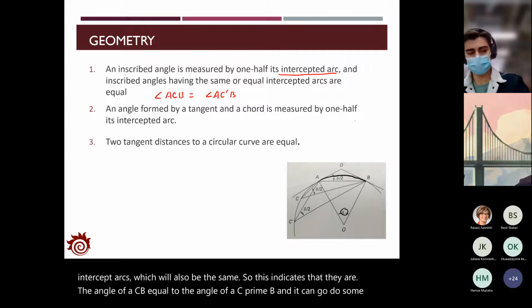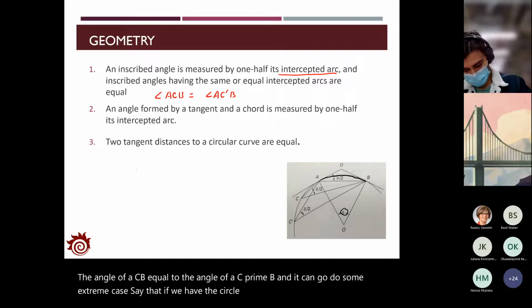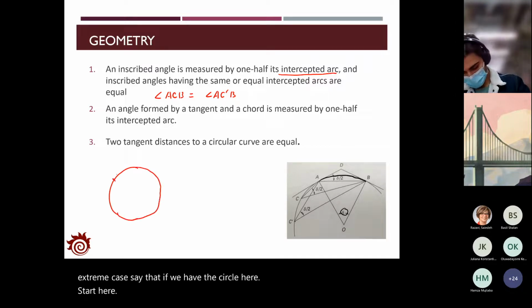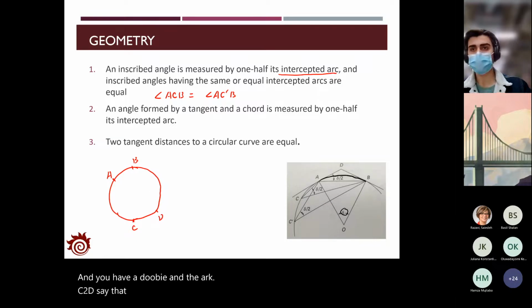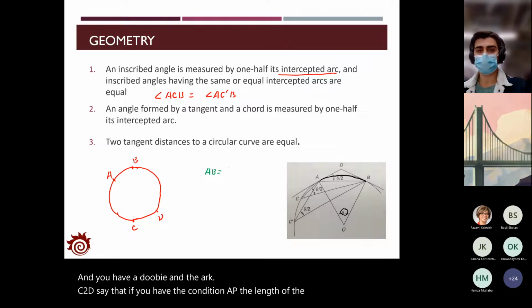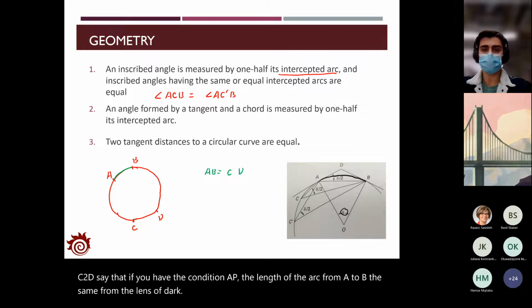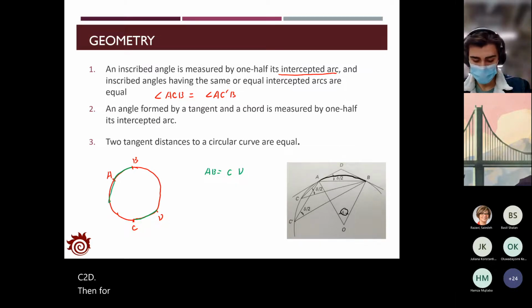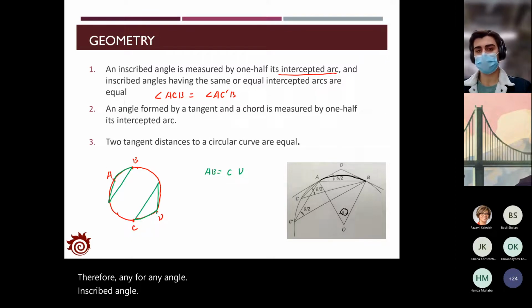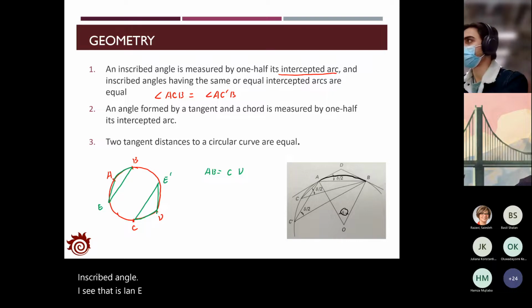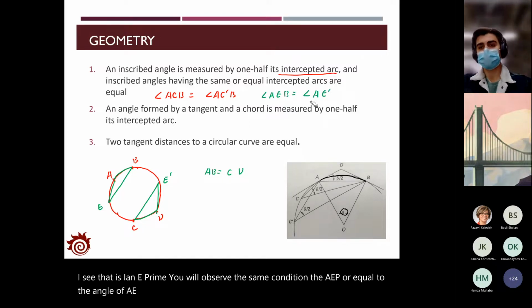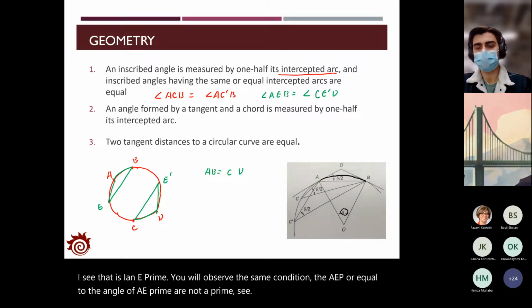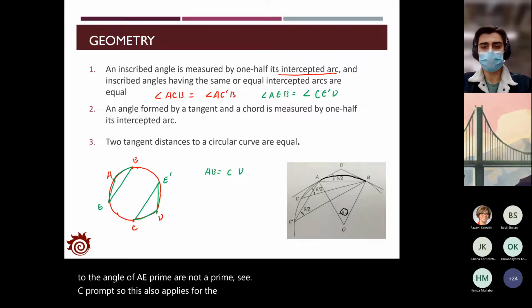It can go to some extreme case. Say we have a circle here, let's draw it here, and you have the arc A to B and the arc C to D. If the length of the arc from A to B is the same as the length of the arc C to D, then for any inscribed angles, say E and E prime, you will observe the same condition: the angle AEB will equal the angle CE prime D. So this also applies for those arcs with the same length.